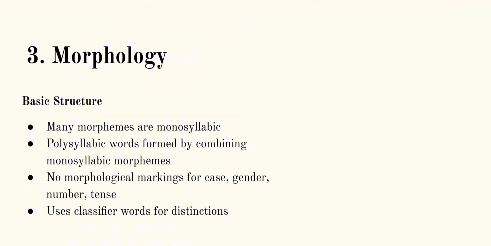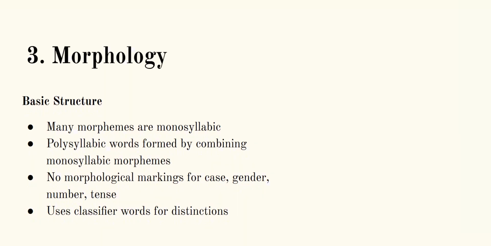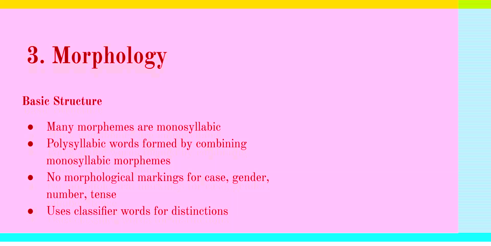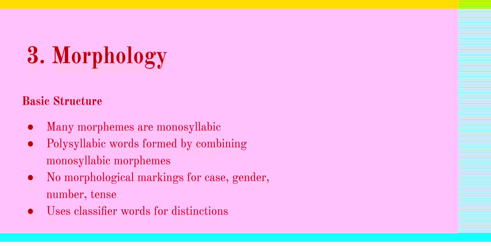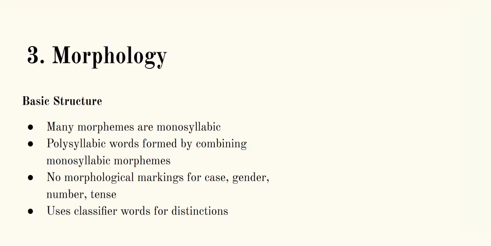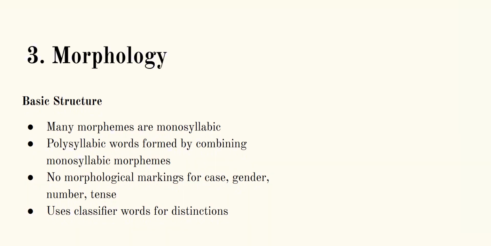Then we talk about the morphology. For the basic structure, many morphemes are monosyllabic, and many of the words in Vietnamese are monosyllabic. Some people have a bad assumption that Vietnamese is a monosyllabic language, but that is not true. Polysyllabic words are also allowed in Vietnamese, and they are formed by combining monosyllabic morphemes.